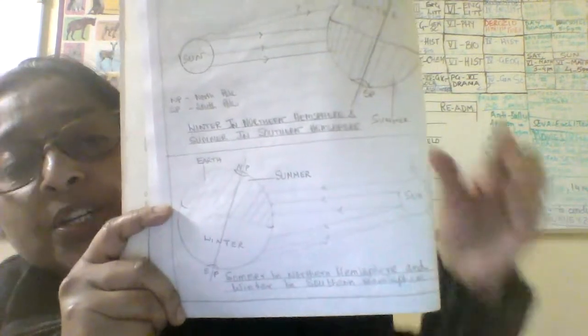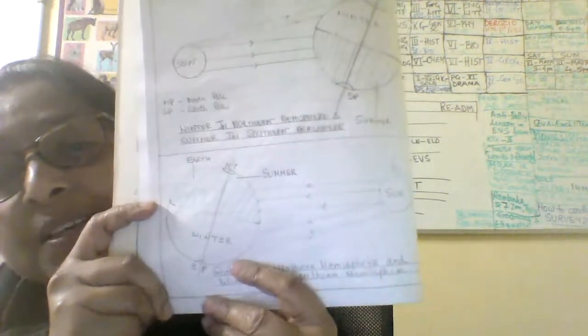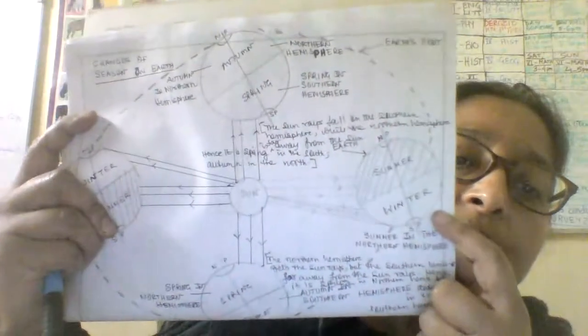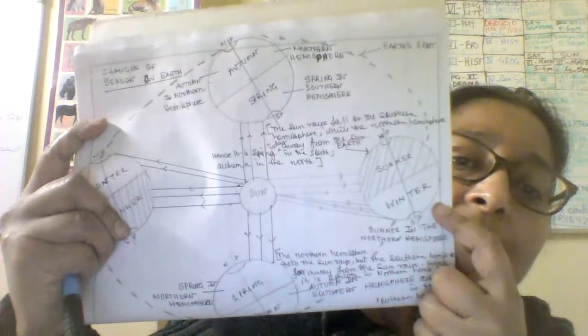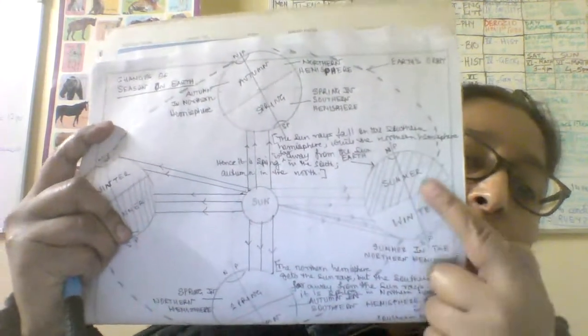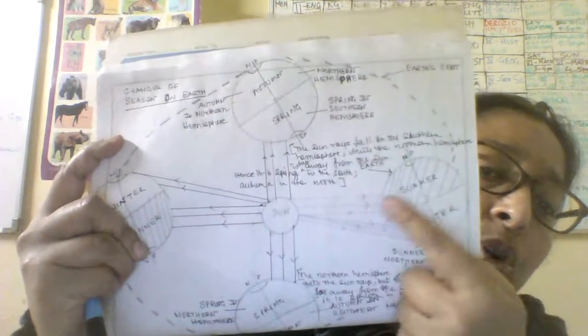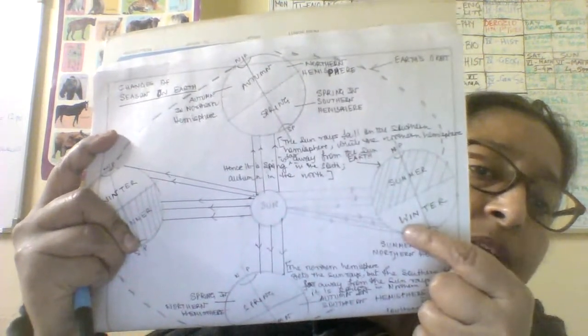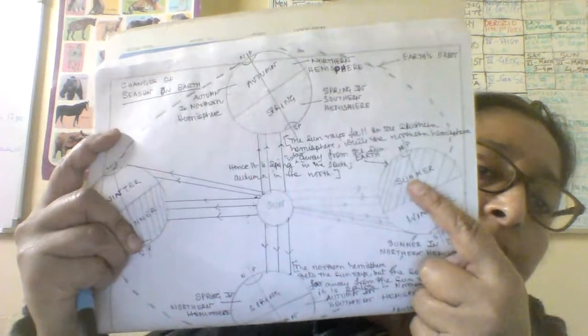when the Earth's position shifts. So this is what happens. This was the position of the Earth over here. This was the position of the Earth over here, right? So the Earth shifted its position and came over here with the northern hemisphere now closer to the sun and the southern hemisphere away from the sun. Therefore, it becomes summer in the north and winter in the south.